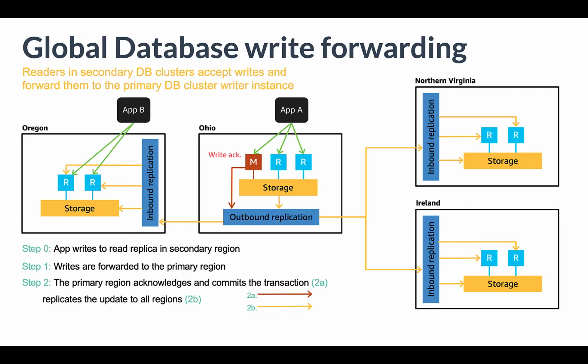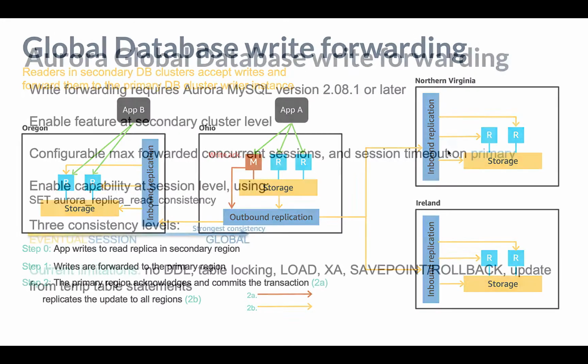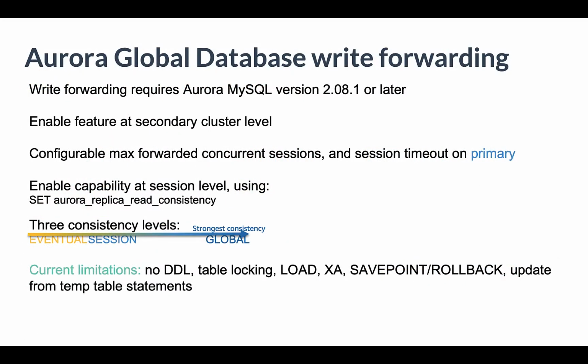You only need to enable write forwarding for the cluster. To enable the write forwarding feature, you have to be on MySQL 5.7, which is Aurora MySQL version 2.08.1 or later. And you also have configurable concurrent sessions and session timeouts, which give you flexibility in the number of connections you can allow from the secondary regions to do some writes. And we have provided three consistency levels: eventual consistency, session consistency, and global consistency.